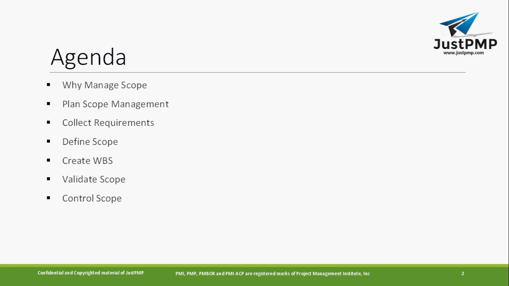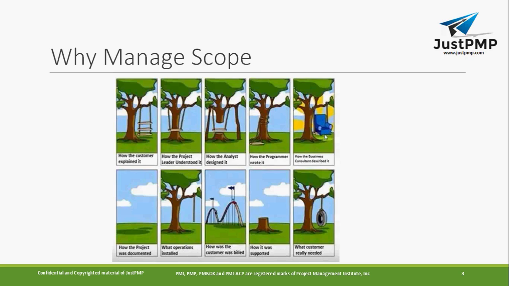We'll take this slide, and one of the important things is why you are going to manage the scope. We'll take this diagram and try to understand what it is trying to explain. If you see this diagram, read the description of how the customer explained it. The customer's end result is this thing. This is what the customer was expecting, how the customer really needed it, the final output they were expecting. They need something of that sort.